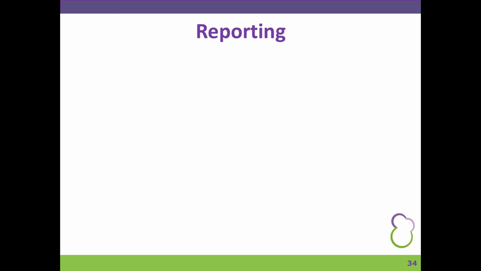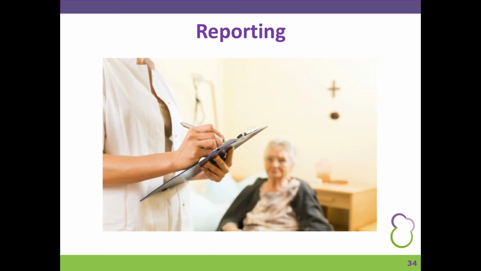All suspected or witnessed abuse must be reported to your supervisor as soon as possible, and the abuse policy and procedure must be followed. There is a 24-hour timeframe in which all suspected and alleged elder abuse needs to be reported to both the police and the department. So it's vital that any suspected or witnessed abuse is reported to your supervisor as soon as possible. We are now going to talk about reporting and documentation.